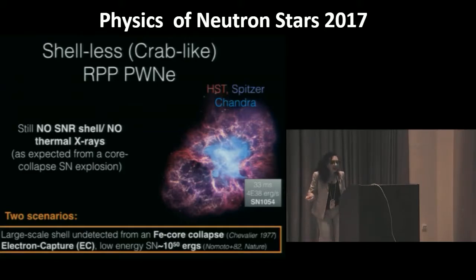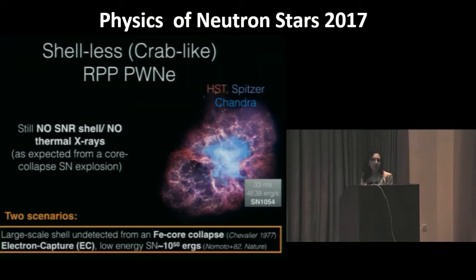And the other interesting scenario, which was proposed in the 80s by Nomoto et al., is that this is an anomalous explosion to start with. I mean, we're starting to believe that the Crab is anomalous anyway. And that explosion in this case is a low energy, 10 to the 50 ergs, resulting in an electron capture supernova, as opposed to the typical assumed iron core collapse explosion.